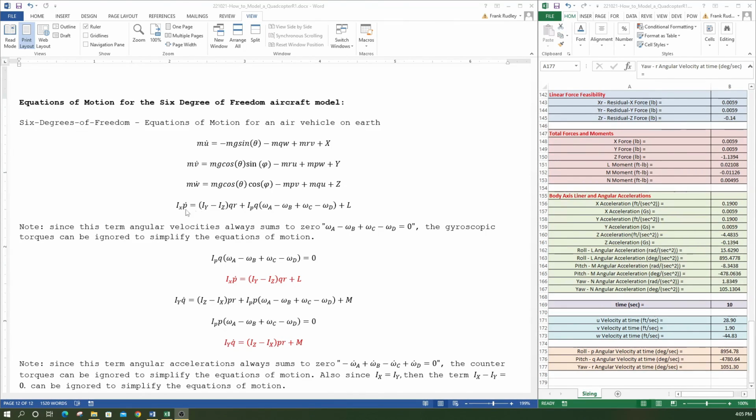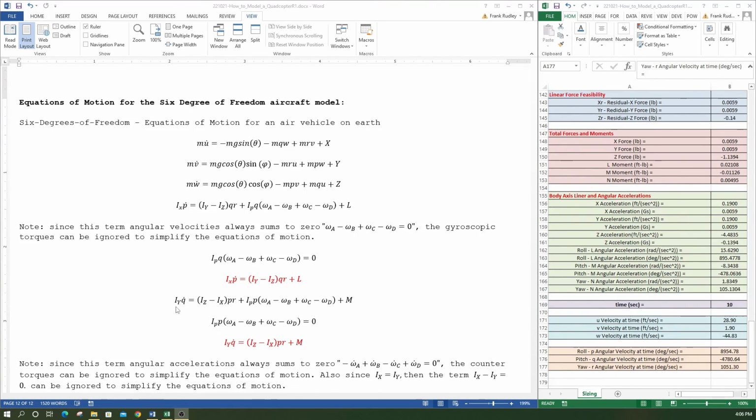the gyroscopic torques can be ignored to simplify the equations of motion. So for our x equation, this whole term equals 0. We could simplify this. We could get rid of this whole term here. All the gyroscopic forces cancel. In this case, it's a simplification. If for some reason they didn't cancel and you wanted a more complicated model, you could leave this in to see what the effects are. But for our simplified model, it simplifies to this over here.